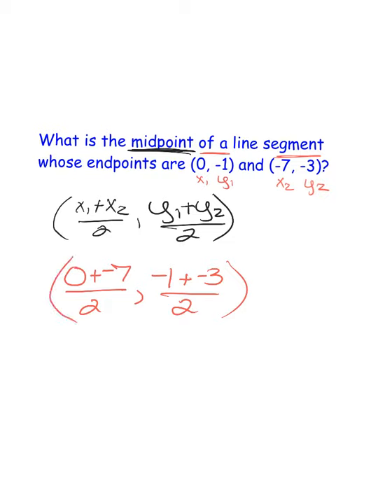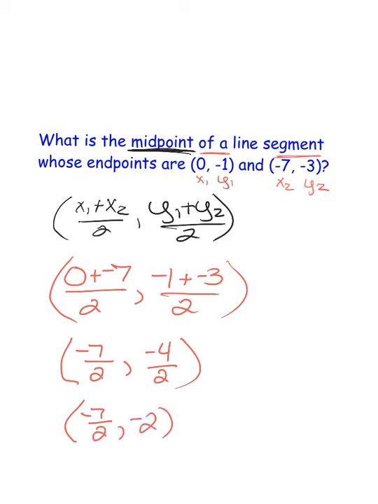Once we fill the values into the formula, we're adding: -7 over 2, and -4 over 2. We can simplify if we want. We can leave that as -7 over 2, -2. Or if you wanted to, you could say -3.5, -2. If you have any questions, please write them down and ask me.